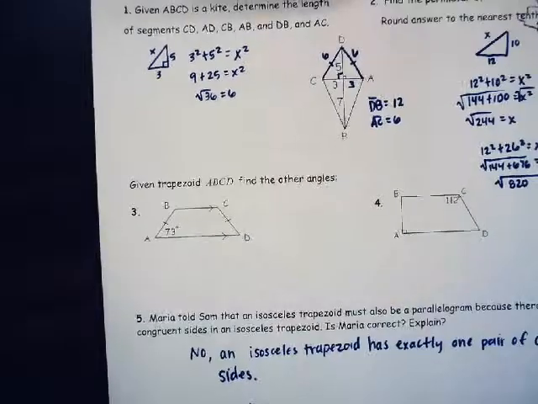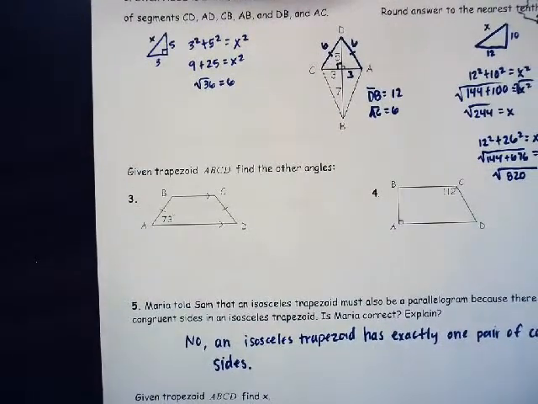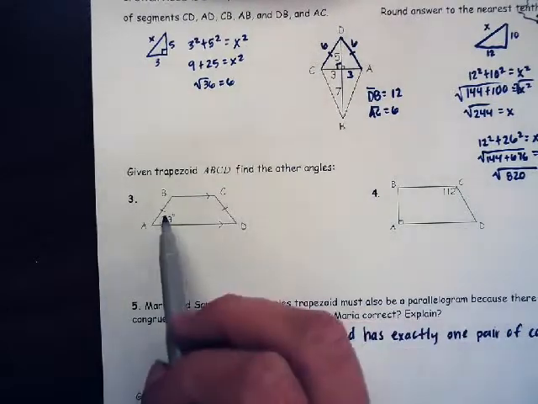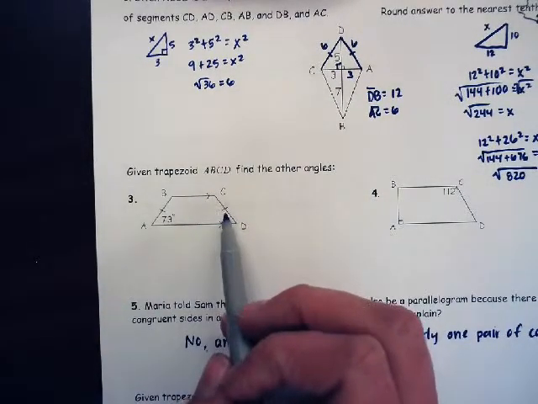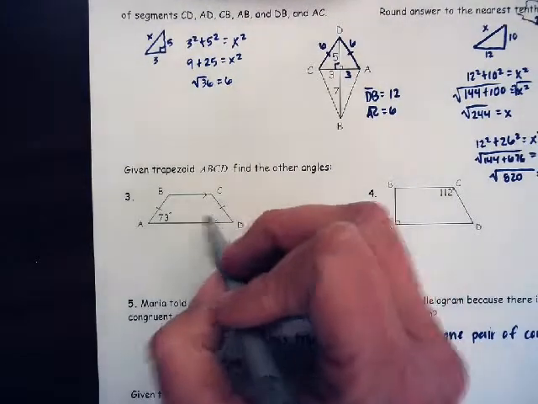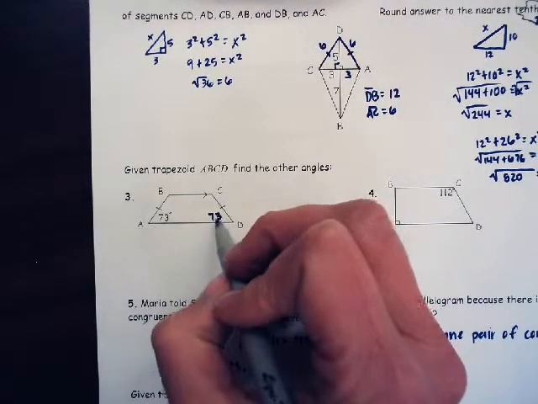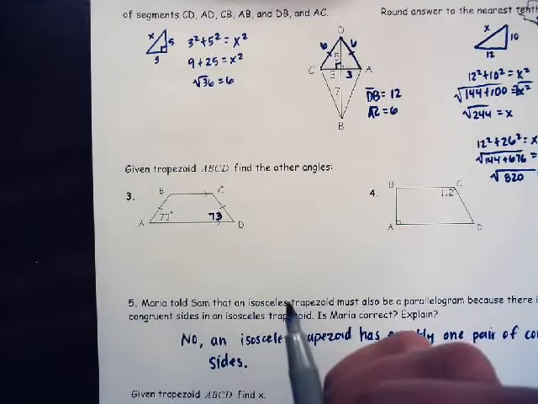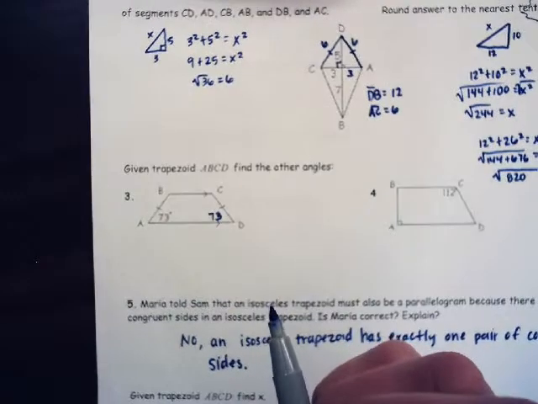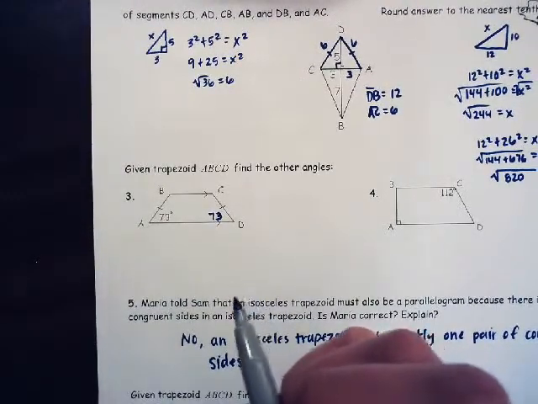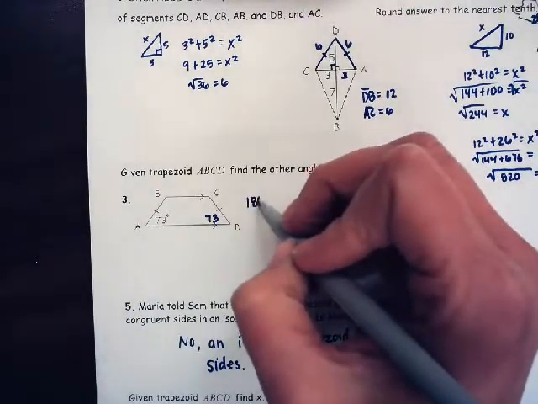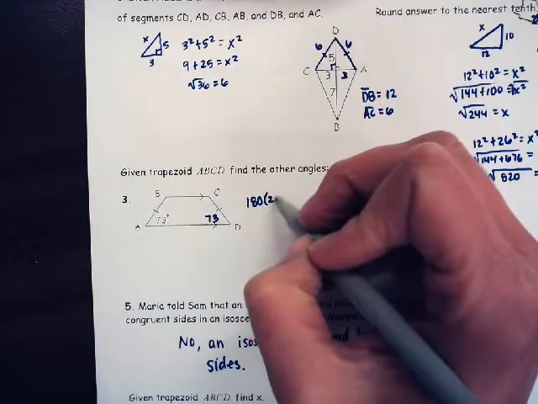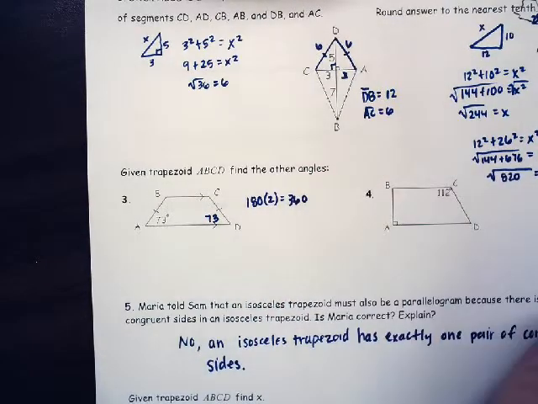Okay, given trapezoid ABCD, find the other angles. Notice this is an isosceles trapezoid because the two legs are congruent. So if this is 73, then this is 73. If we remember the properties of a quadrilateral, the interior angles of a quadrilateral is 180 times the number of sides minus 2. So 180 times 2 on a quadrilateral is 360.